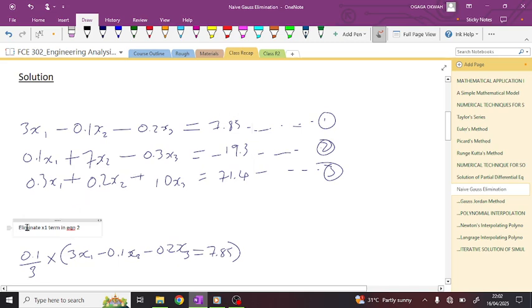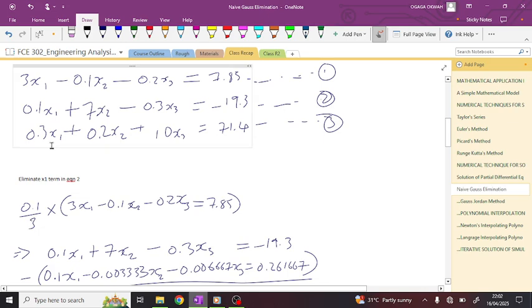The first thing to do is to eliminate the x1 term in equation 2. So looking at the equations now, you go to this equation, remove the x1 term from this, then remove the x2 term from this. Let's just go step by step so you see what we are talking about. So the first thing is to what? Eliminate the x1 term in equation 2. How do you do that? What is the coefficient of the x1 term in equation 2?